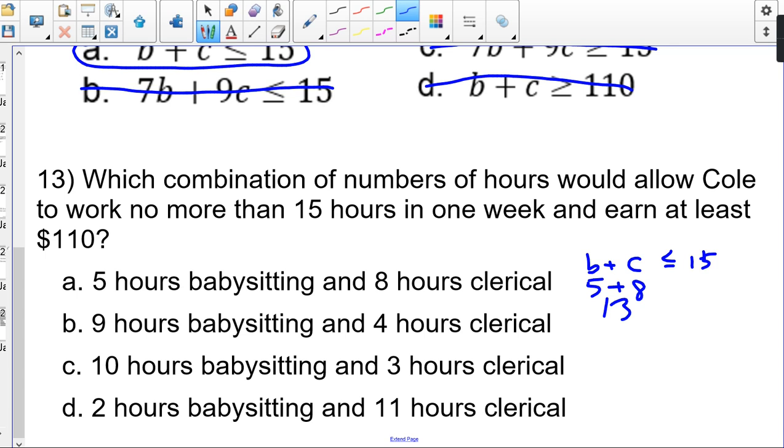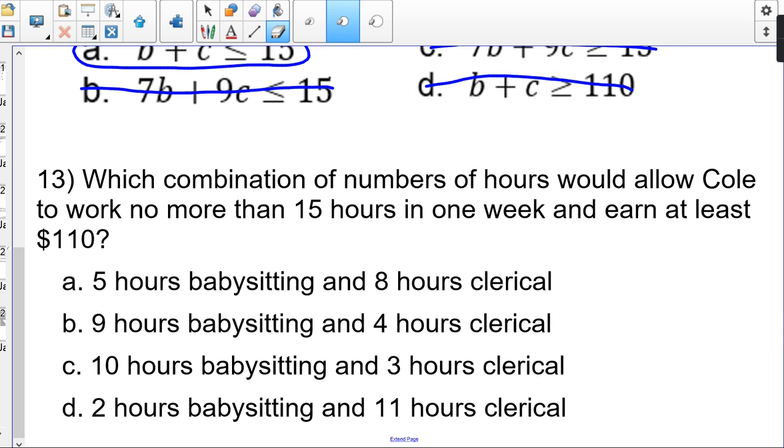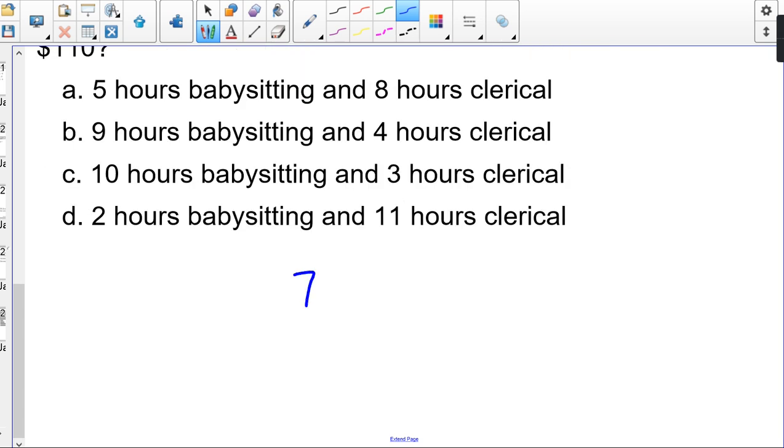9 hours and 4 hours. Also 13 hours. C, 10 hours and 3 hours. Yes, 13 hours. That's fine. D, 2 hours and 11 hours. Also 13 hours. That's okay. So in terms of the number of hours he could work, all of these work. Now let's see if he's going to make enough money. So what are we going to use to figure out enough money? Well, we're going to use 7B, $7 times the number of hours babysitting, plus $9 times the number of hours doing clerical work has to be greater than or equal to 110. He needs to earn at least $110.